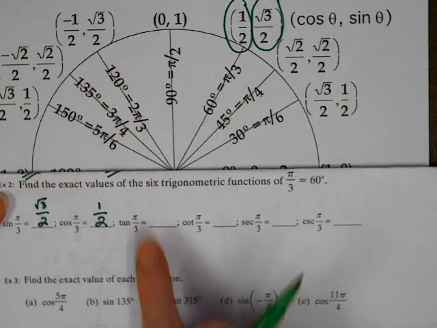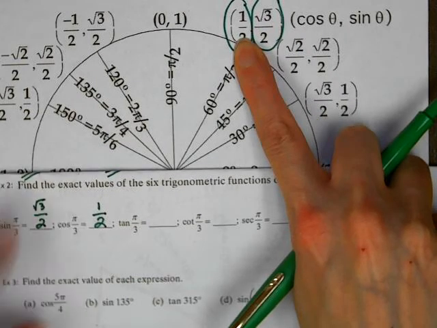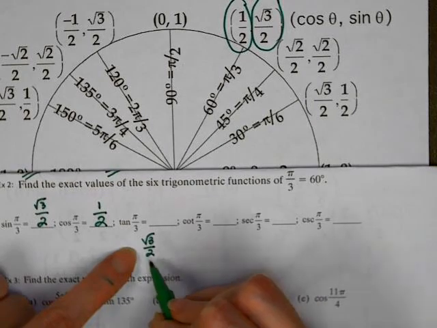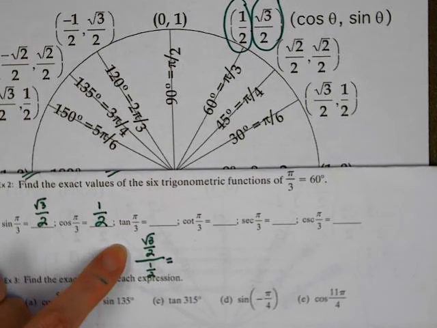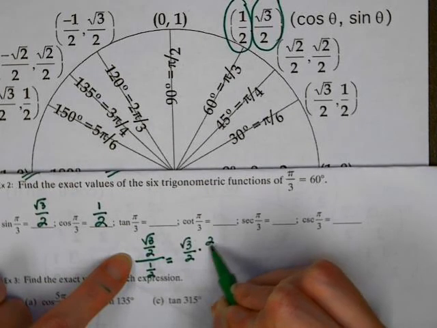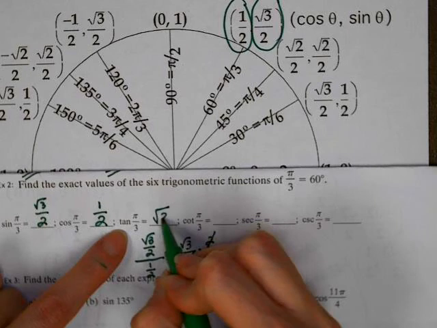Remember we said tan is sine divided by cosine. So we kind of have to do a little bit of work. Root 3 over 2 divided by 1/2, but dividing is like multiplying by the reciprocal. So now it's really like root 3 over 2 times 2 over 1, but that's nice because these cancel. So tan of pi over 3 is just root 3.